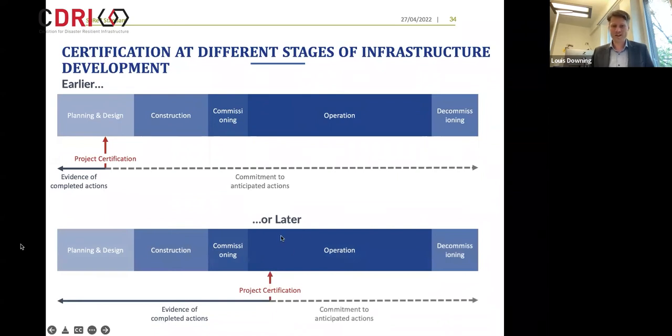Similarly, if you apply the standard later, you'll have a lot more evidence of the things that have already been done, because you've already constructed the project, for example, you've already employed people, you've consulted, you've done your free, prior and informed consent, etc. And you'll have many fewer commitments to anticipated actions. So from an auditing perspective, it's much easier to apply it later in the piece, but it's more useful, in my opinion, to apply it earlier.